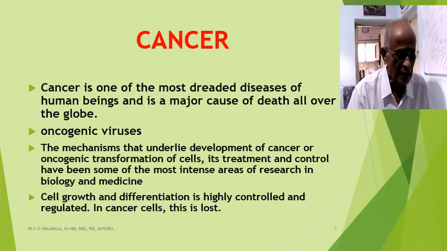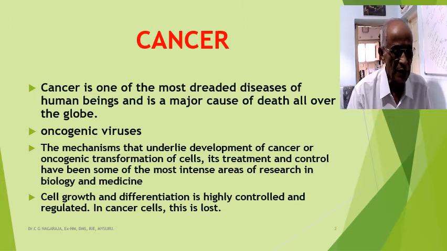unfortunate uncontrolled mechanisms, old cells will not die, and those cells are called abnormal cells. These cells will not die, but they start producing more number of cells, and that kind of cells produced by old cells are called cancer cells, and they're abnormal in nature. And cancer is one of the most dangerous and deadly diseases of human beings, and it is a major cause of death all over the globe.